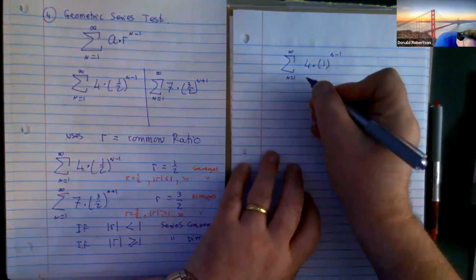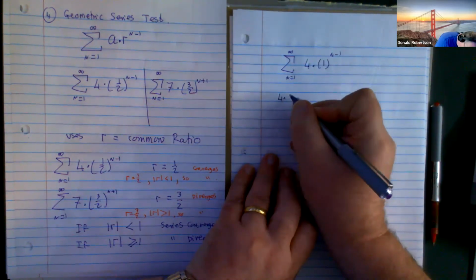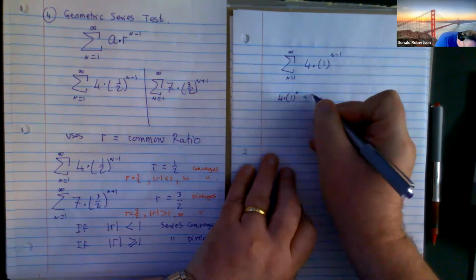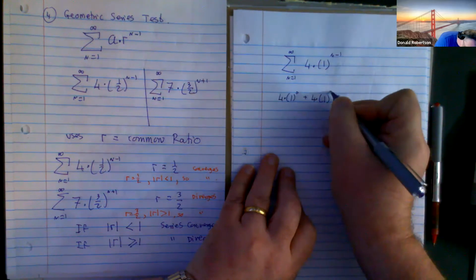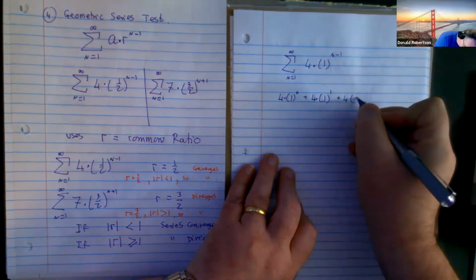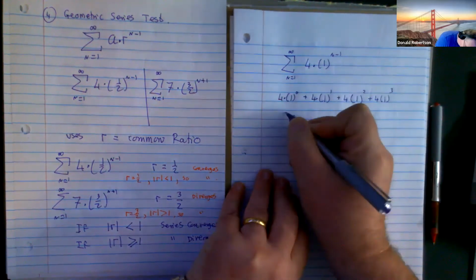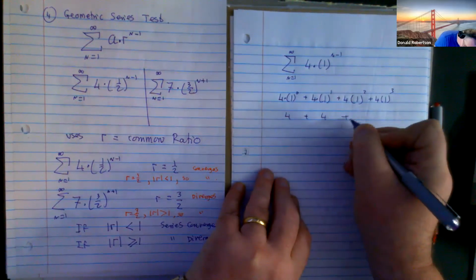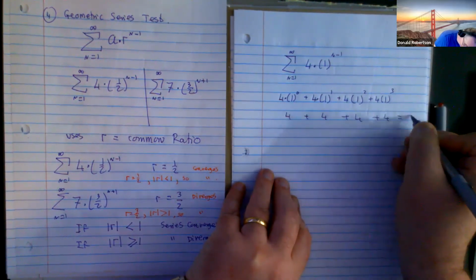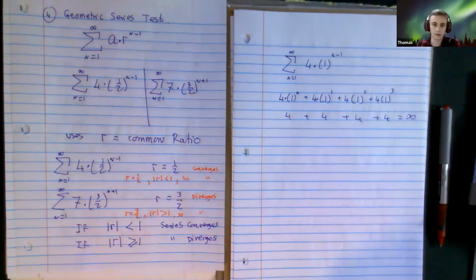So if you plug in 1, you get 4 times 1 to the 0. And then you get 4 times 1 to the 1. And then you get 4 times 1 squared. And then you get 4 times 1 cubed. Aren't you essentially adding up an infinite number of 1s, and therefore you diverge because your answer's infinite? Yeah, that makes sense now.